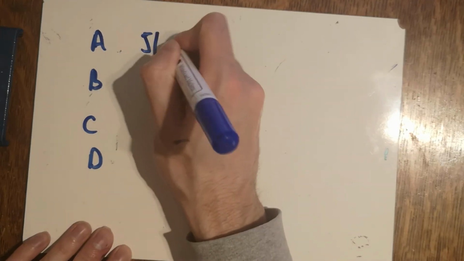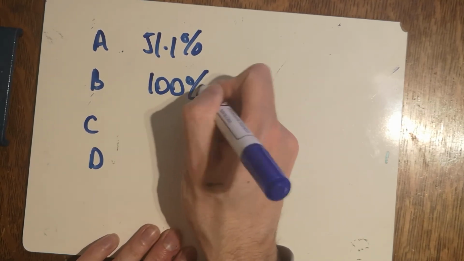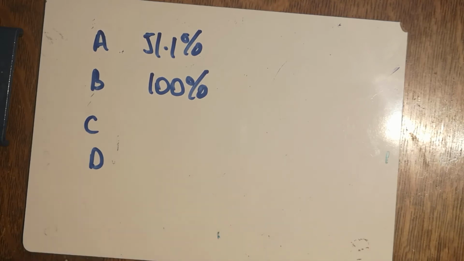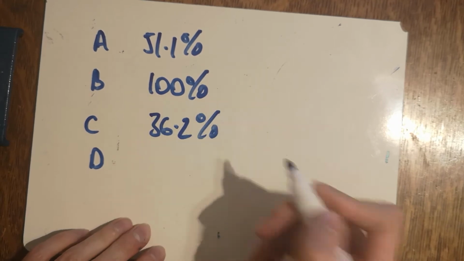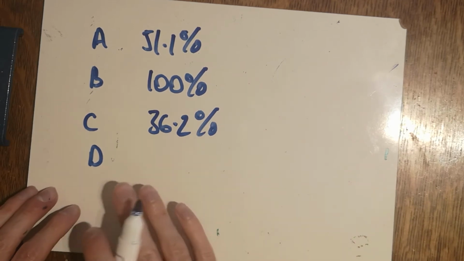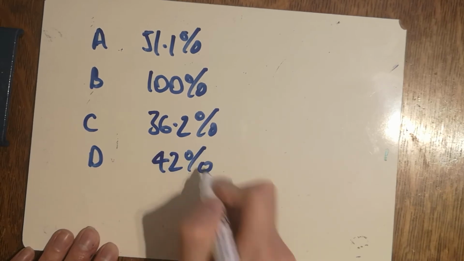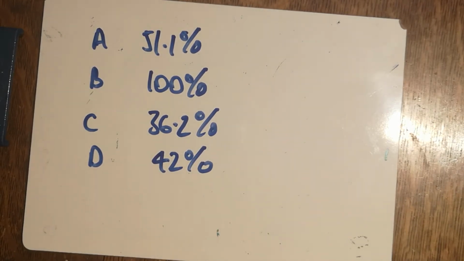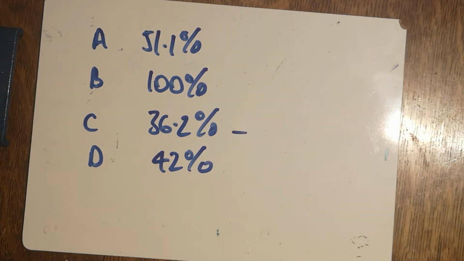You get for A, 51.1%. B, because it's no side products, no waste products, it's going to be 100%. C, 36.2%, and you could have spotted that's going to be really low because it's got bromine in the waste products, and that's quite a large atom compared to the ethanol. And then D, 42%, somewhere around there, for the hydrolysis. So we've got our 4 atom economies, and C was the lowest. So the answer to 7 is C.